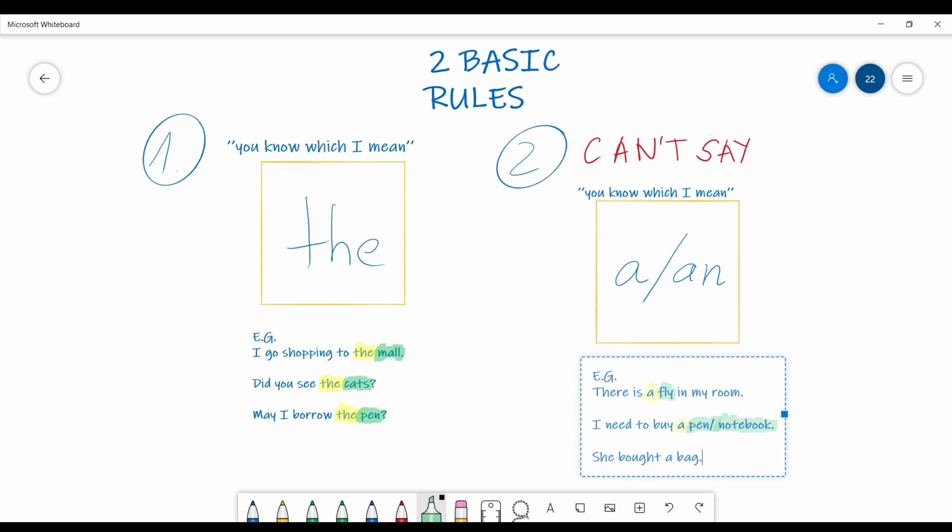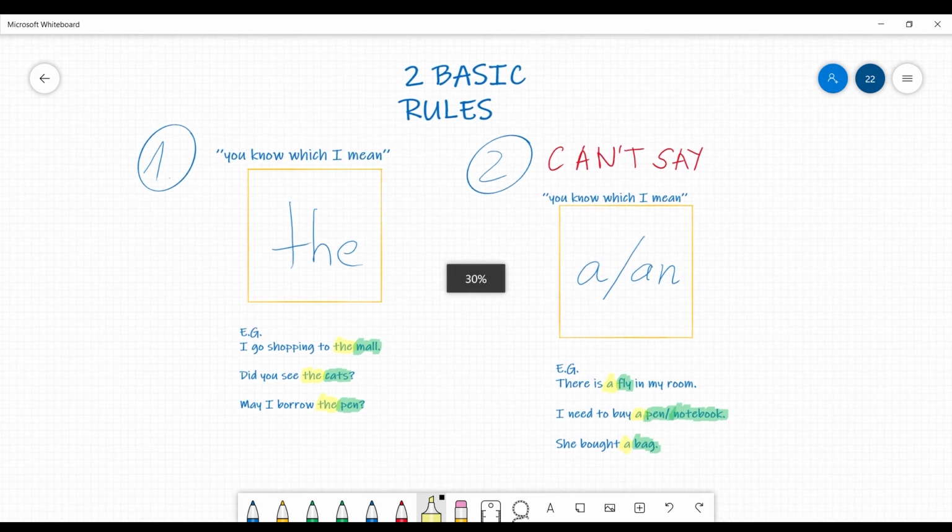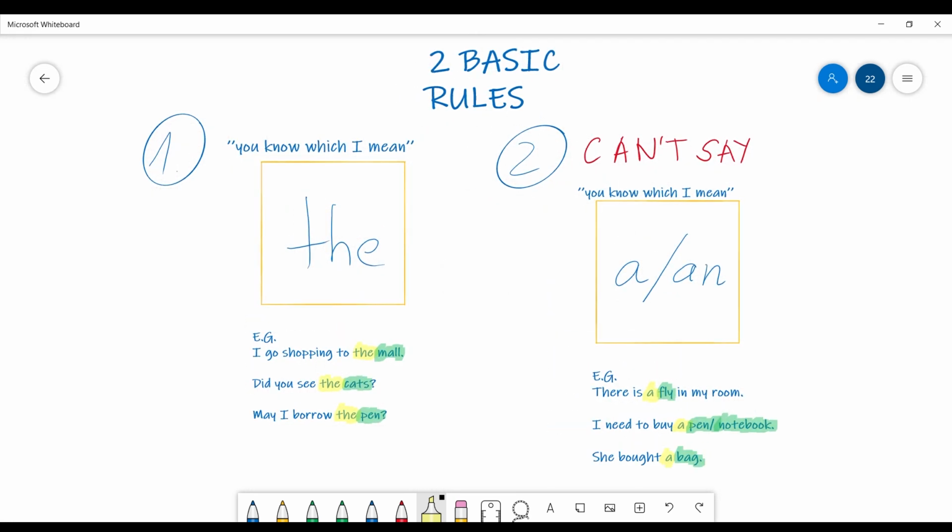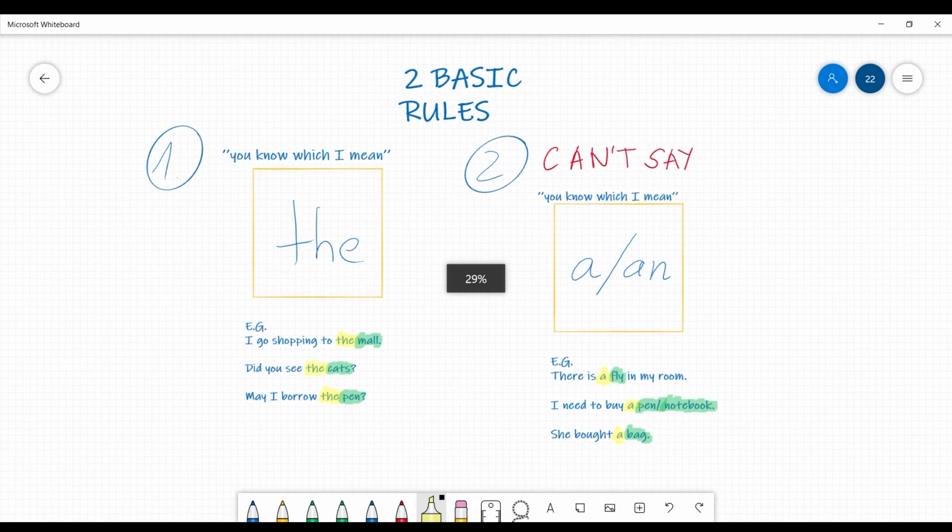And the last example: she bought a bag. I just know that she bought some bag. I don't really know which one exactly. I cannot tell which one she means exactly.